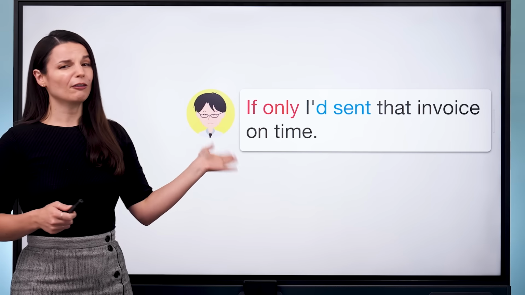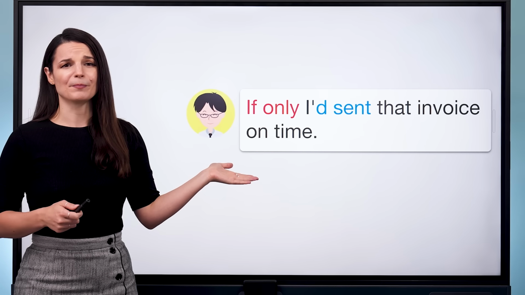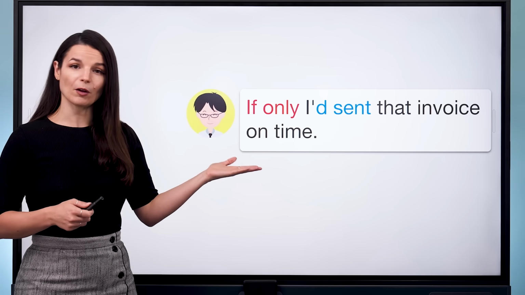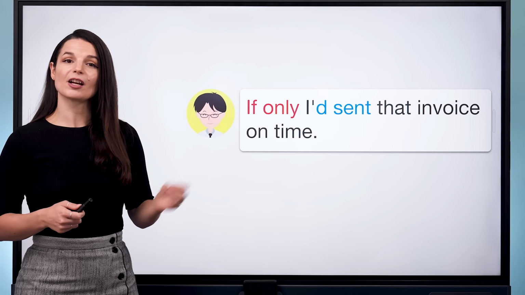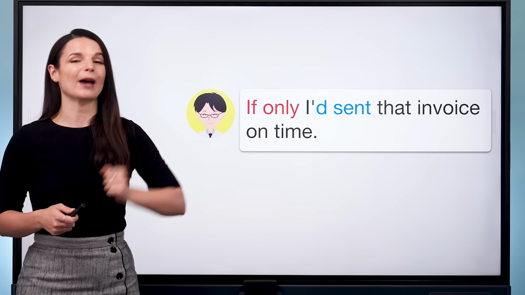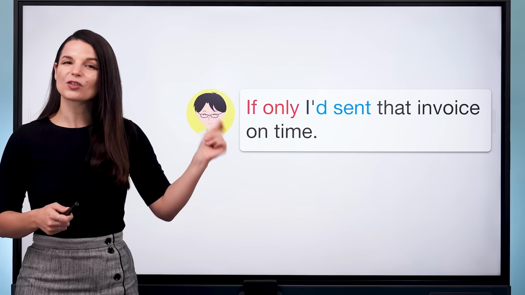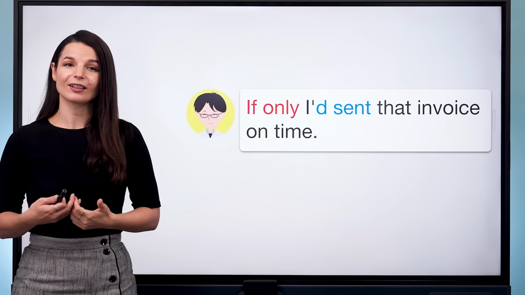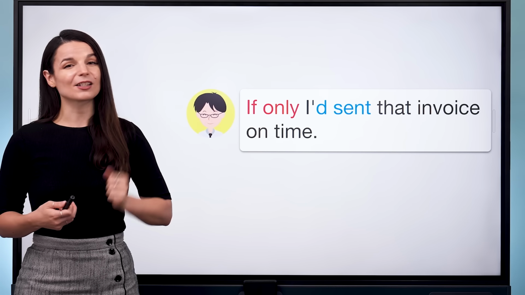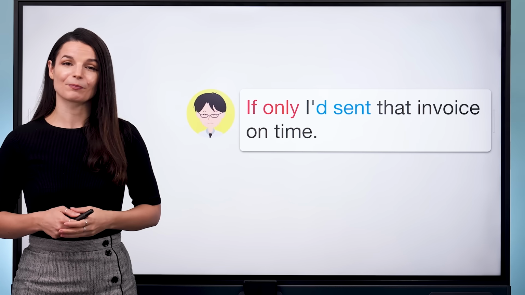Next, if only I'd sent that invoice on time. This uses the if only structure followed by I'd sent, a contraction of I had sent, which is past perfect. It expresses strong regret that the speaker did not send the invoice when they should have. The sentence implies a negative consequence from that mistake.